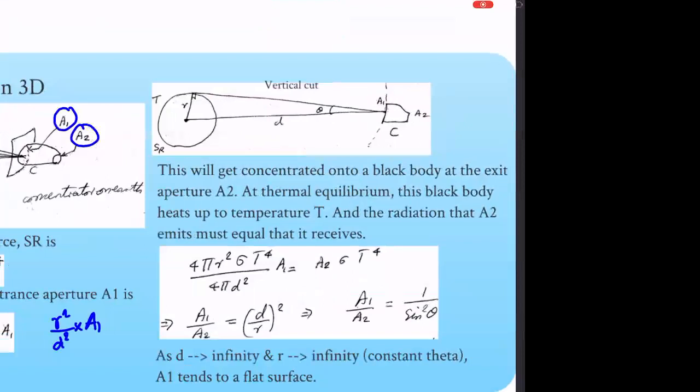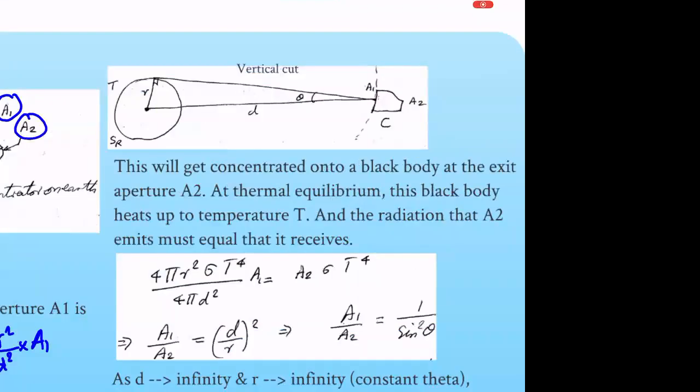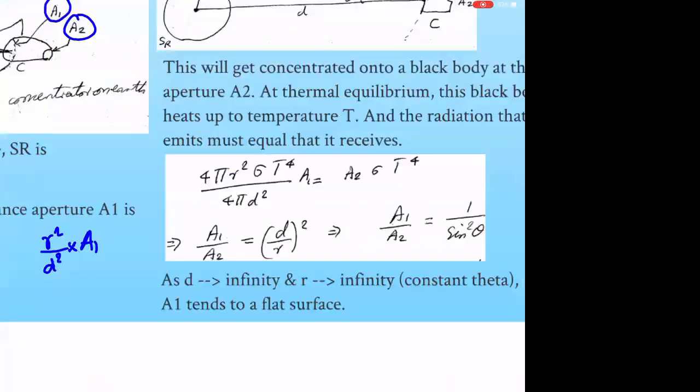This will get concentrated onto a black body at the exit aperture A2. Again, we make the same argument at thermal equilibrium. This black body heats up to T, and the radiation that A2 emits must equal what it receives. And we get, again, a simple expression. This is the fraction that's going in, this is our phi, and this is our phi2, A2 sigma T to the power 4. Then putting them all together, you get a nice expression: A1 over A2 is d over r squared, or A1 over A2 is 1 over sine squared theta. So in 3 dimensions, it's 1 over sine squared theta. In 2 dimensions, it's 1 over sine theta.